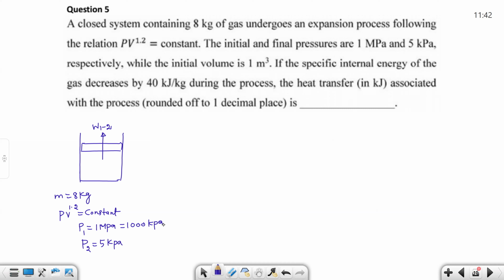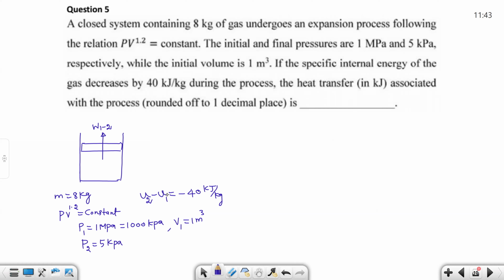The initial volume V1 is 1 meter cube. The specific internal energy decreases by 40 kilojoule per kilogram. So U2 minus U1 is negative, because the initial internal energy is more than the final internal energy, and it is a specific internal energy. We need the heat transfer associated with this process.